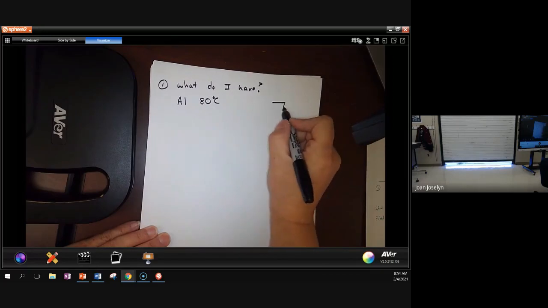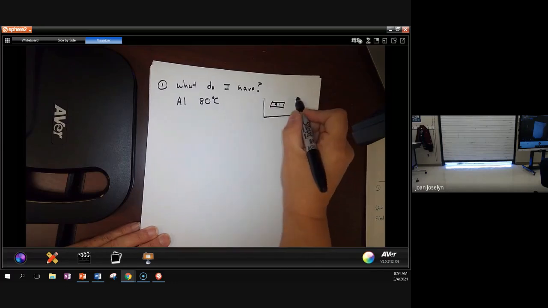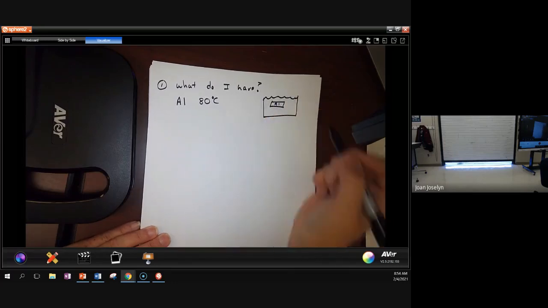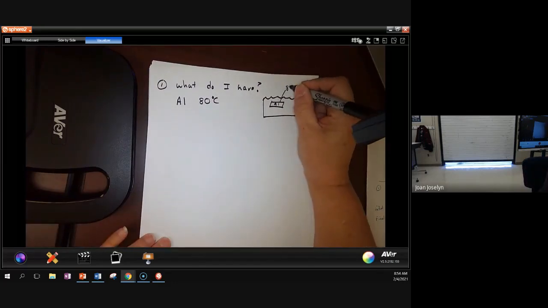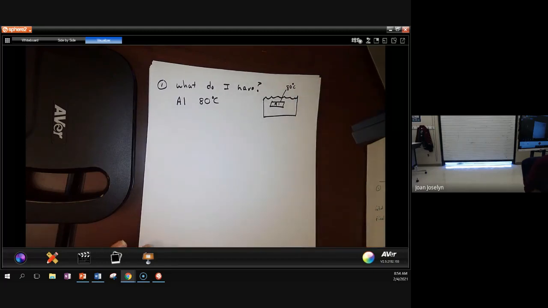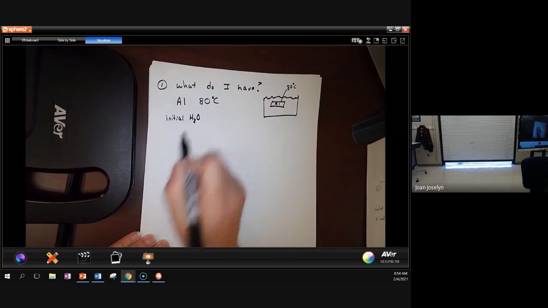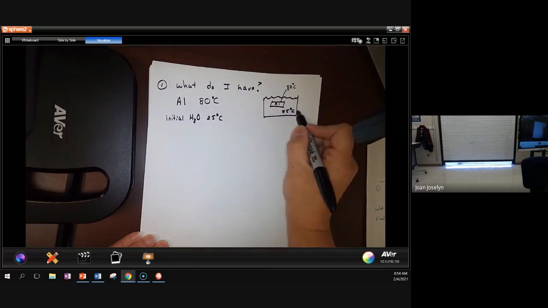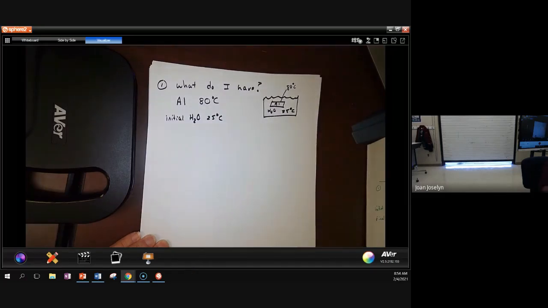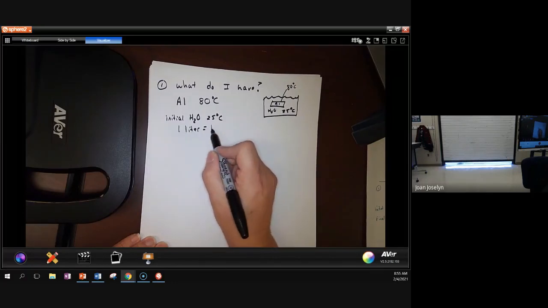So I have this block. You don't have to draw the picture. It's aluminum, and it's hanging out in some sort of tank filled with water. So it just got dropped in there. The aluminum is 80 degrees. That's warm. I know that my initial temp of the water is 25 degrees. It's a water tank, that says H2O. I'm just sloppy. I also know that there's 1 liter of water, and that's just equal to 1 kilogram.